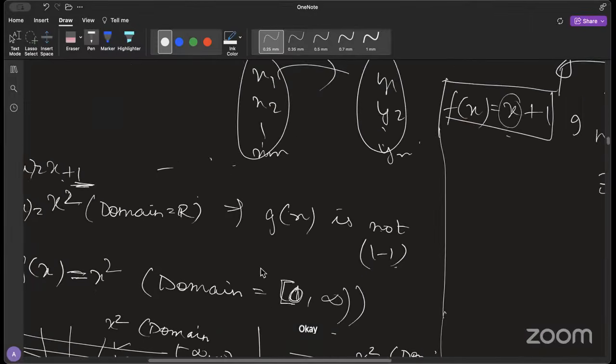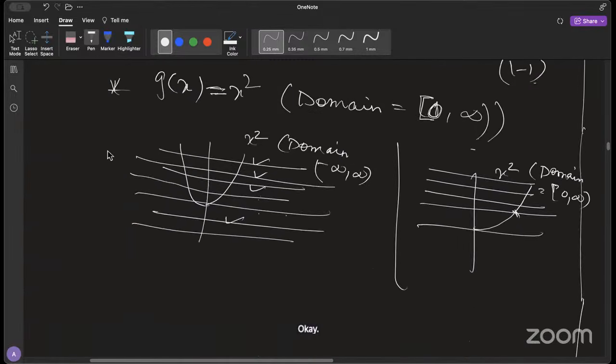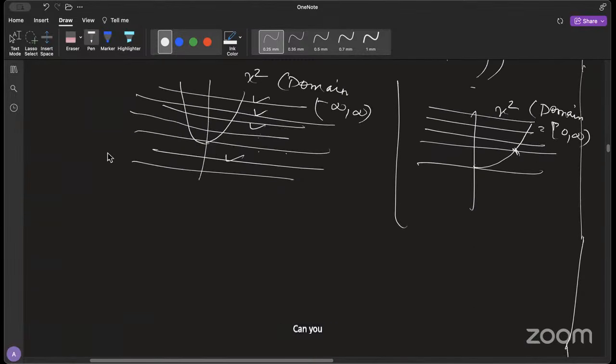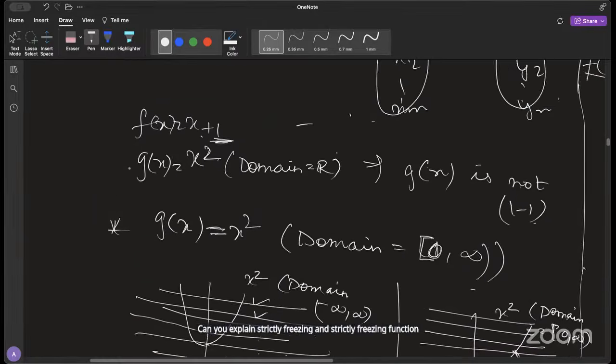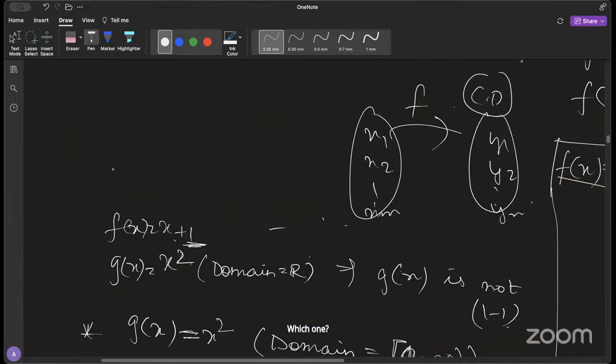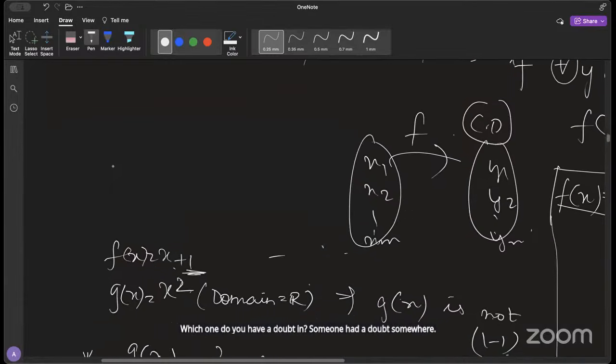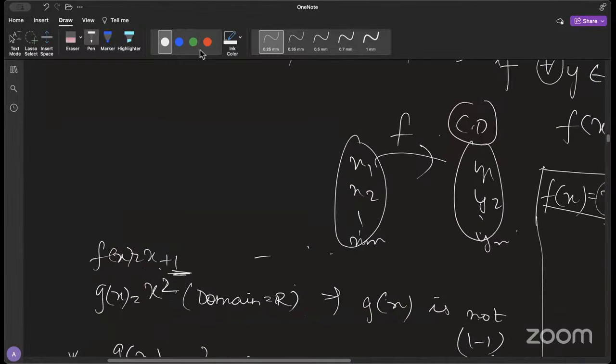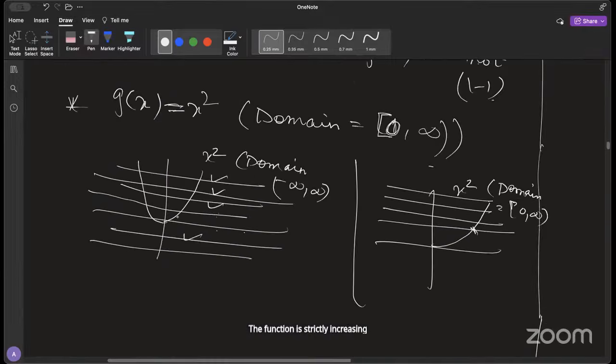Okay. So can we move to it next week? Can you explain strictly increasing and strictly decreasing functions? Yes, ma'am. Which one? Which one do you have a doubt in? Someone had a doubt somewhere. The function is strictly increasing or strictly decreasing.